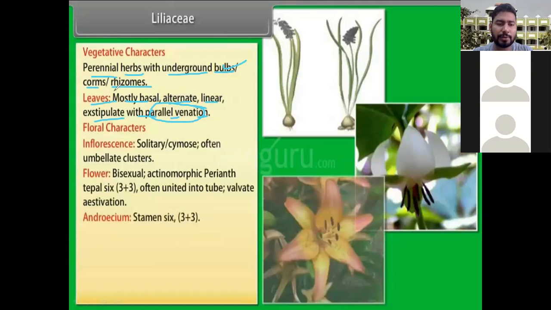Okay, floral character: inflorescence solitary cymose, often umbellate cluster.